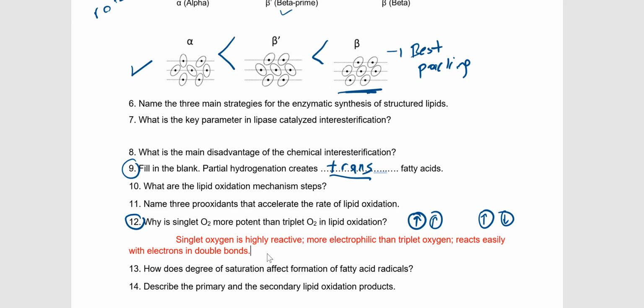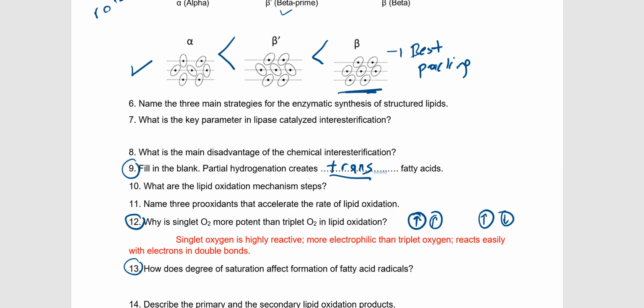How does degree of saturation affect formation of fatty acid radicals? First, I'm going to answer, then I'm going to explain. So I will write like that. The ease of formation of fatty acid radicals increases with increasing unsaturation.